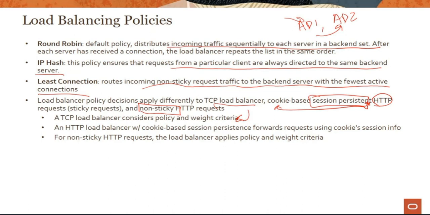HTTP load balancer has more intelligence. So if you use something called cookie-based session persistence, then it forwards requests using cookie session info, which makes perfect sense because you have sticky sessions. So it looks at the cookie and then it makes a forwarding decision based on that. For non-sticky HTTP requests, the load balancer applies policy and weight criteria similar to how the TCP load balancer works. And again, some of these topics we cover: content-based routing, session persistence, sticky sessions. We cover in more detail in our level 200 module, so you should definitely check it out.